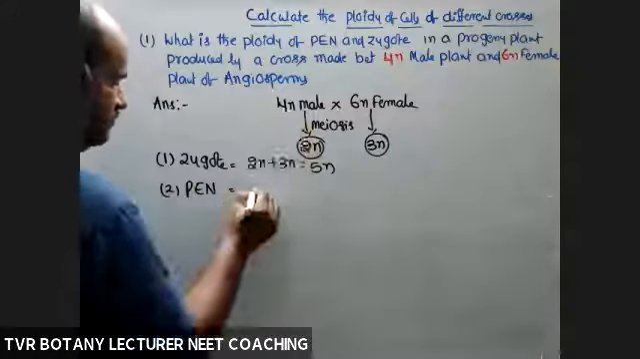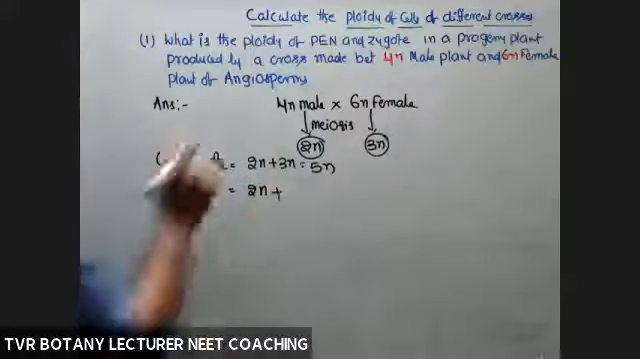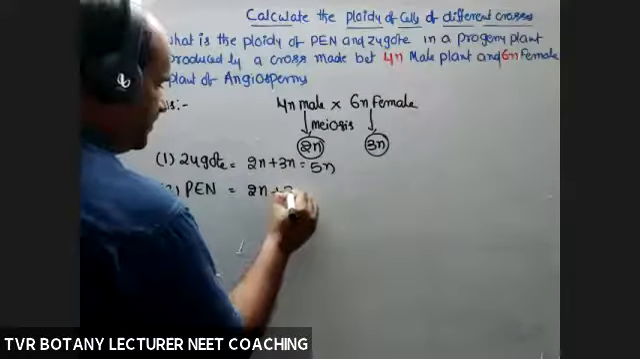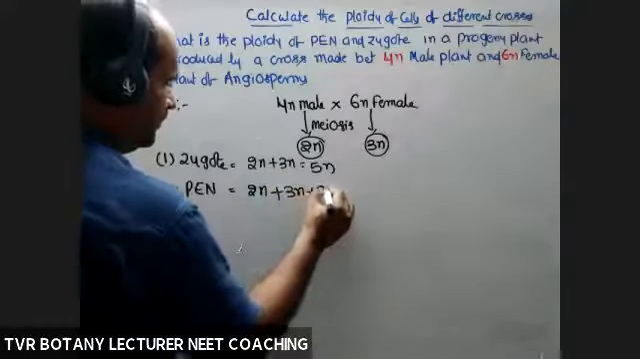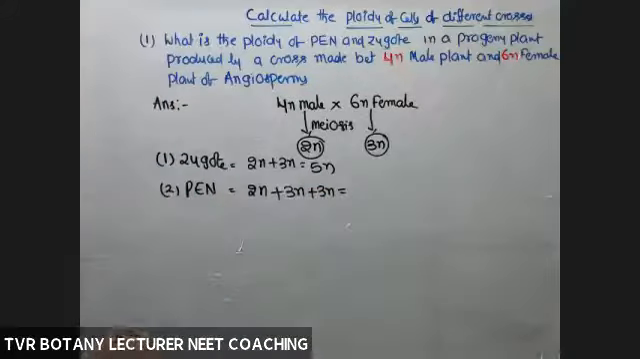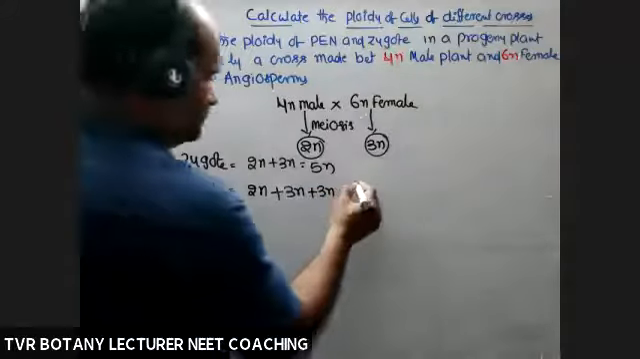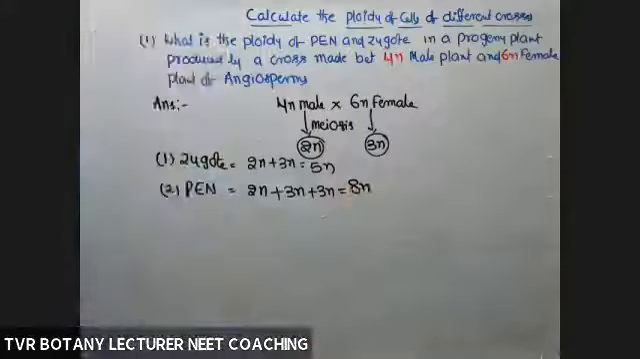Okay, so male contribution completed. Now female contribution 3n, 3n, 6, 7, 8, 8n. Okay, so that is about how to calculate the ploidy of zygote, PEN or some other cell, whatever the cell. Nucellus also. What is nucellus? That is diploid usually. Okay, right?